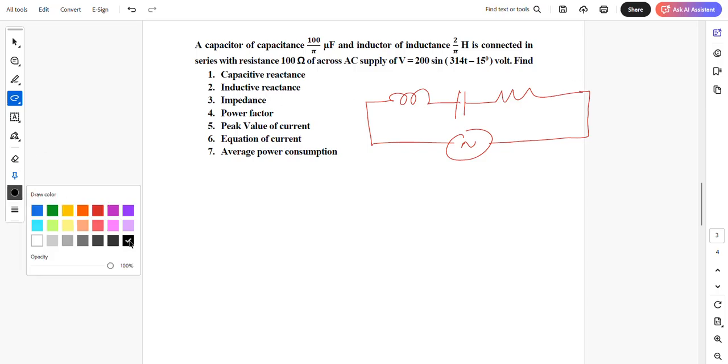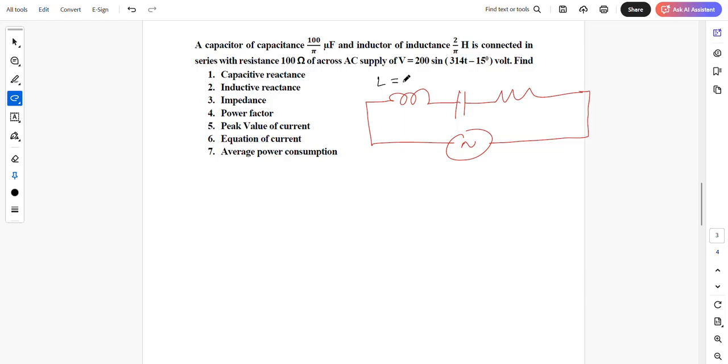Now, what is given? L is equal to 2 by pi Henry. How much is C? C is 100 by pi microfarad. R is equal to 100 ohm, and it is connected to an AC supply.